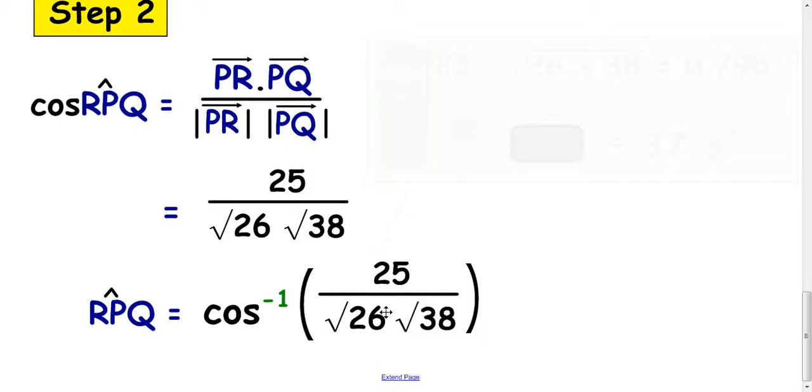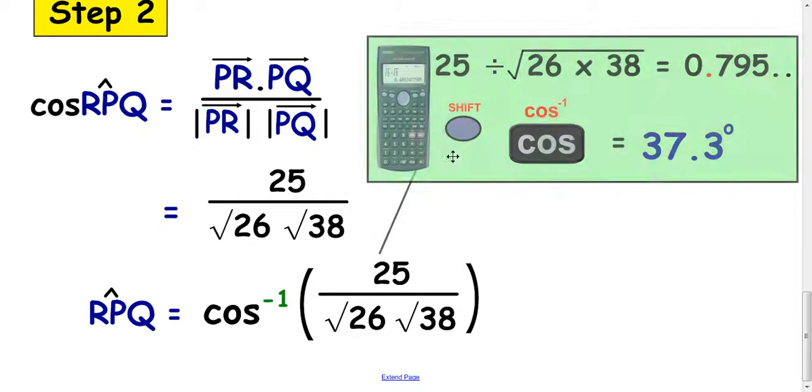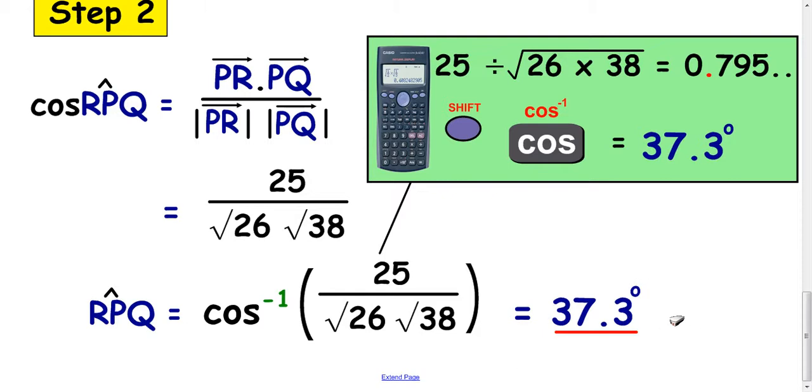Now, if you find this difficult to input in your calculator, this is how you do it. Firstly, do 25 divided, just hit the square root button and type 26 times 38, just hit your equals. And it should pop out to be 0.795. You don't need to type the square root twice. Sometimes that makes it all complicated in the calculator. So just 25 divided, hit the square root button and 26 times 38, and you should get this. And after that, if you just push inverse cos or shift cos, you should come out as the right answer, 37.3. Make sure you practice that so you can do it properly in the test.